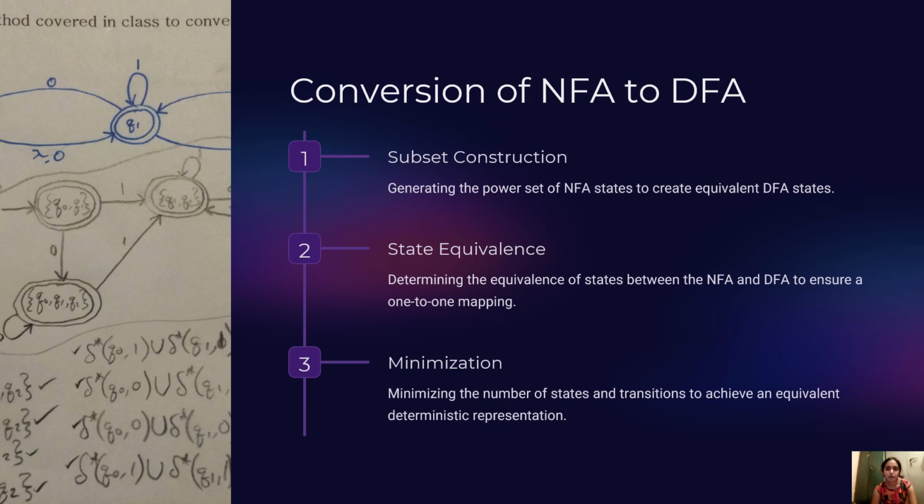Conversion of NFA to DFA. First step is subset construction: generating the power set of NFA states to create equivalent DFA states. Second step is state equivalence: determining the equivalence of states between the NFA and DFA to ensure a one-to-one mapping. Minimization: minimizing the number of states and transitions to achieve the deterministic representation.